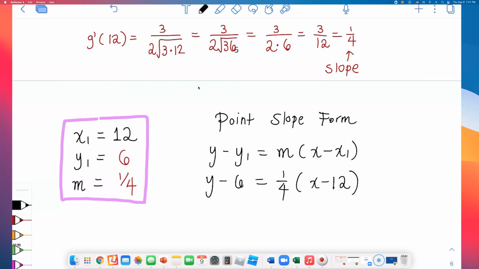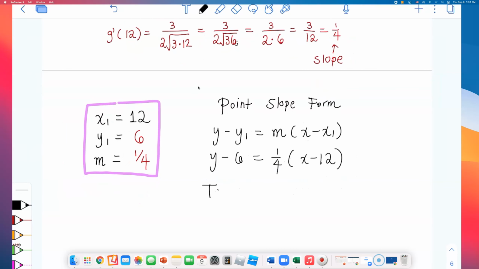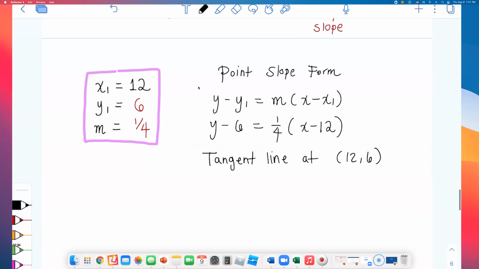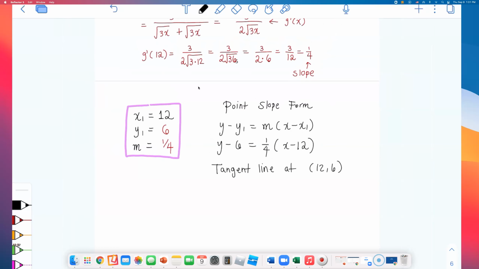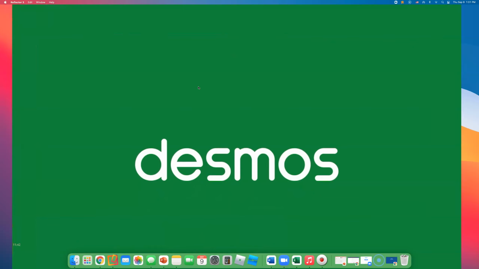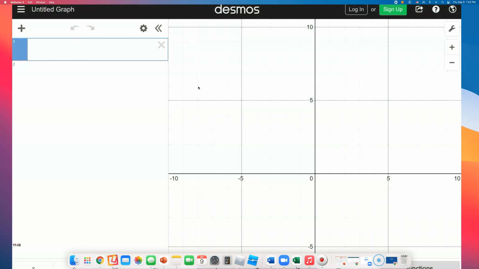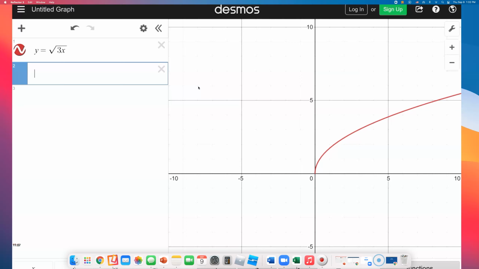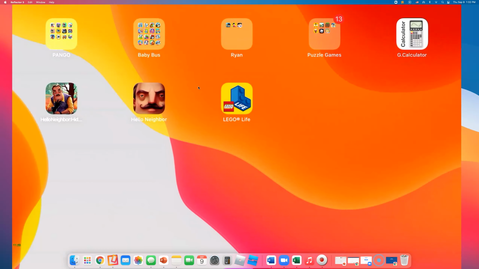So I believe this is the tangent line at 12, 6, x equals 12. So I'm going to confirm if this is correct. Let me open up a Desmos graphing calculator on my iPad. I will type in the original equation, which was g of x equals, I'll just say y equals square root of 3x. Okay, and then the final answer that we got was, I forgot, oh my goodness, let me go find it again.